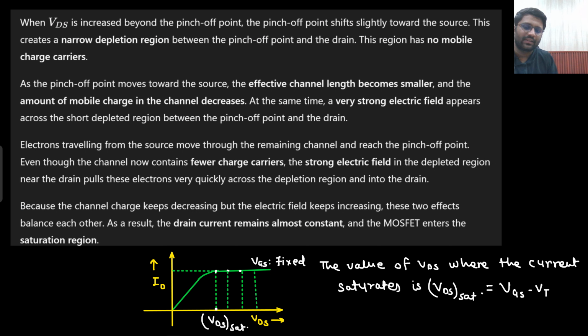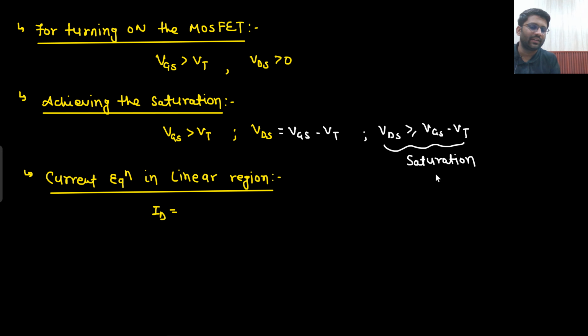Right? You can see in this characteristics, in this whole region there is saturation. If your VDS is greater than VGS minus VT, in the whole region you are having saturation. So at the end of the day, you just need to remember this slide: if your VGS is greater than VT and VDS is greater than 0, your MOSFET would turn on. To achieve saturation, VGS should be greater than VT and VDS should be greater than or equal to VGS minus VT. That means when your VDS becomes VGS minus VT, at that time you will achieve saturation.